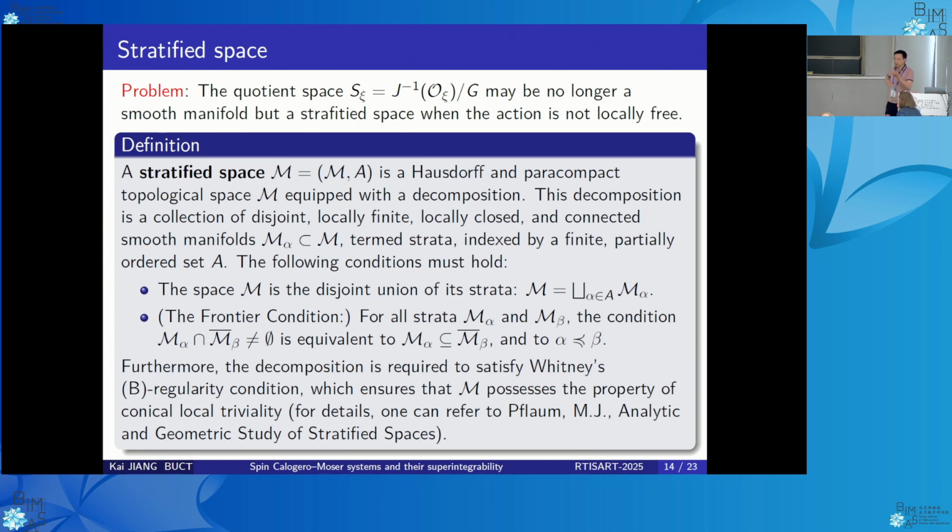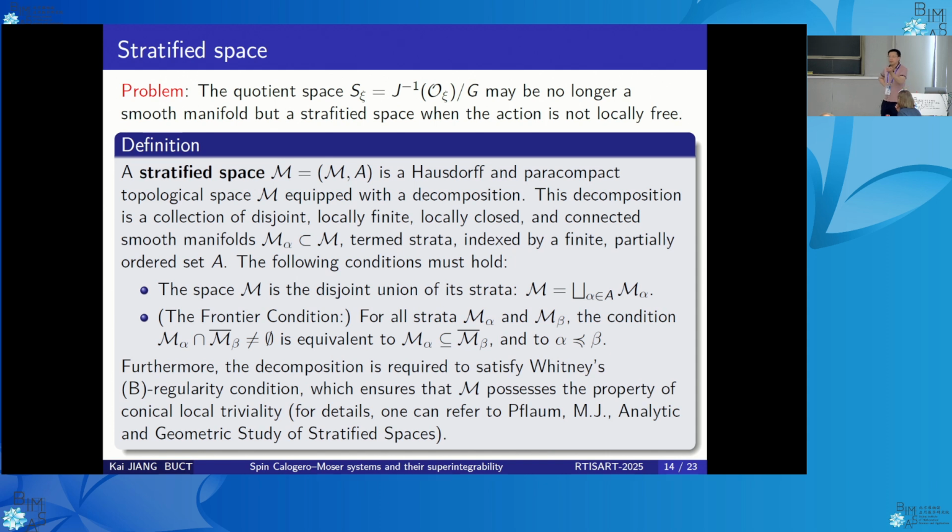It is a topological space. You can think of it as a disjoint union of manifolds of different dimensions, with some frontier condition and Whitney condition. You can refer to a book for this definition, but you can consider it as a manifold with boundary, or a manifold with corners. For example, the simplest one is a cone. You can think of the vertex as a zero-dimensional point, and the other part is two-dimensional. It is a good topological space, but the differential C infinity structure is quite complicated.